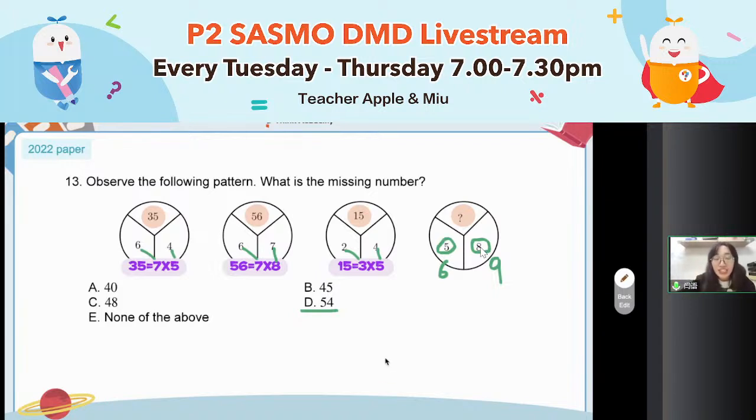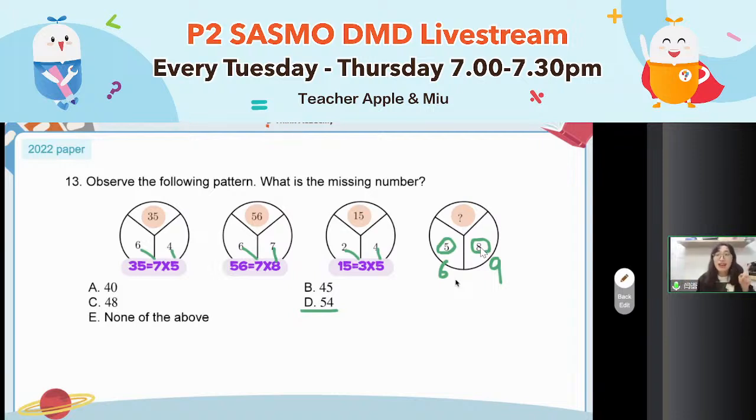What are the factors of the bigger number? For example, 35, we have factors of 7 and 5. And also when it comes to 56, 7 and 8 are factors of 56. Okay, and move on. 15, you can split it into 3 times 5. So what about the last one? So far, we don't have an idea, but you can try to observe.